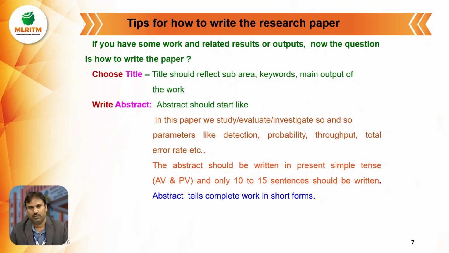Okay, now as of now we have seen how to start the research, and what are the sections you need to read or study thoroughly. So this is a procedure for beginners, if you want to start the research. Now, if you have results, if you have some content, then the point is how to write a paper. This is the second part of this lecture. So if you have some work and related results or outputs, now the question is how to write the paper.